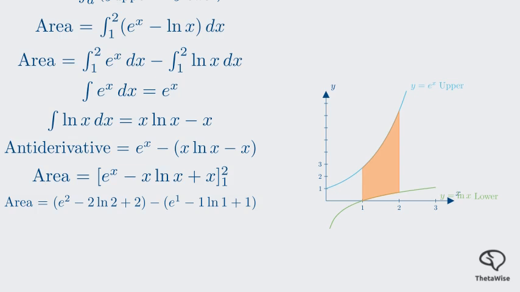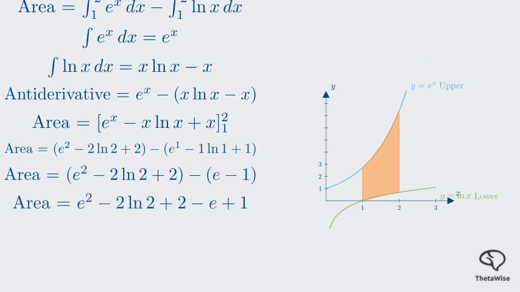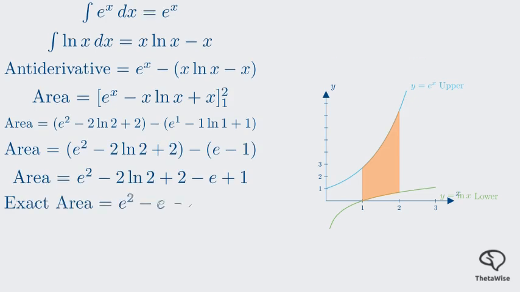Plugging in the lower limit 1 gives e to the first power minus the quantity 1 ln of 1 minus 1. Let's simplify this. The natural logarithm of 1 is 0, so the term in the second bracket simplifies to e minus 1. The expression becomes e squared minus 2 ln 2 plus 2 minus the quantity e minus 1. Distributing the negative sign, we get e squared minus 2 ln 2 plus 2 minus e plus 1. Combining the constants, we get our exact answer, e squared minus e minus 2 ln 2 plus 3.